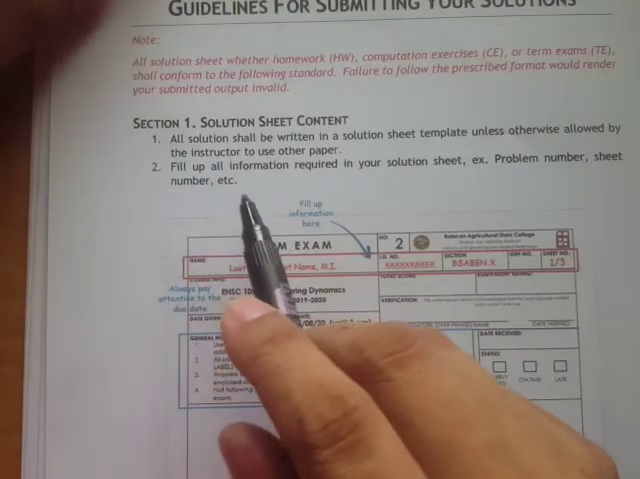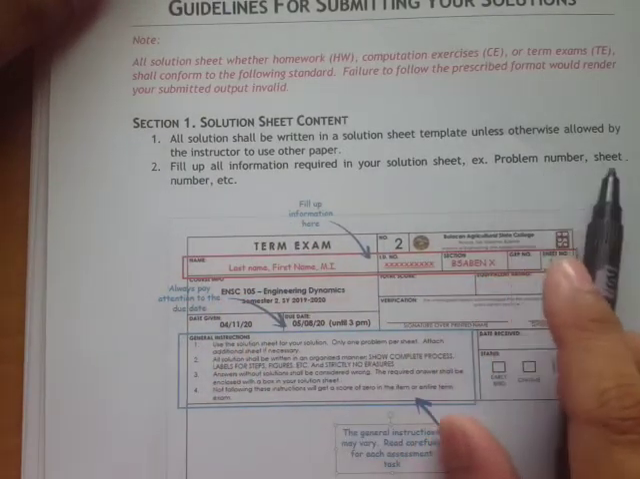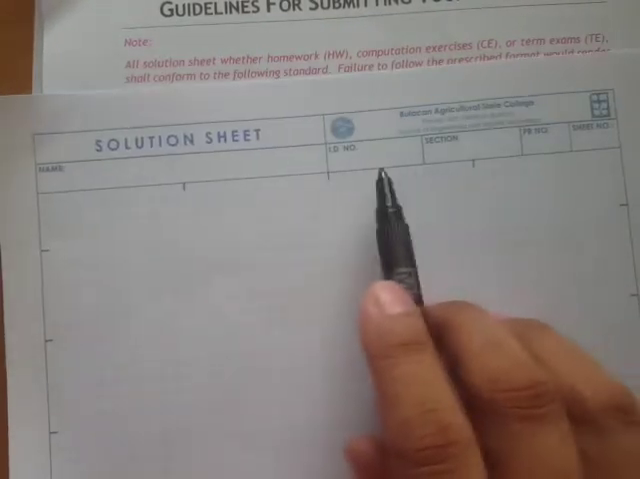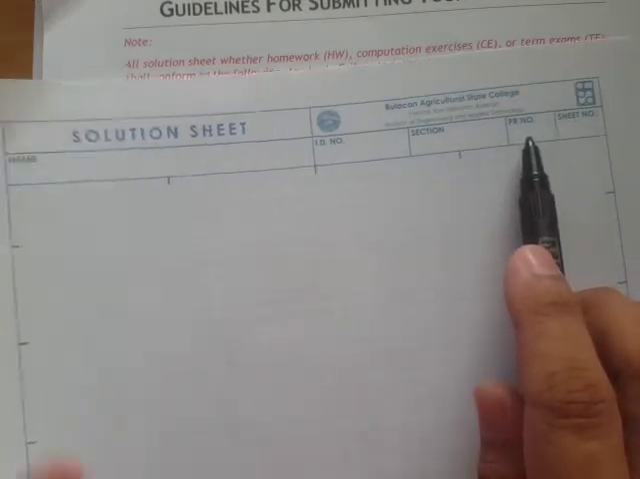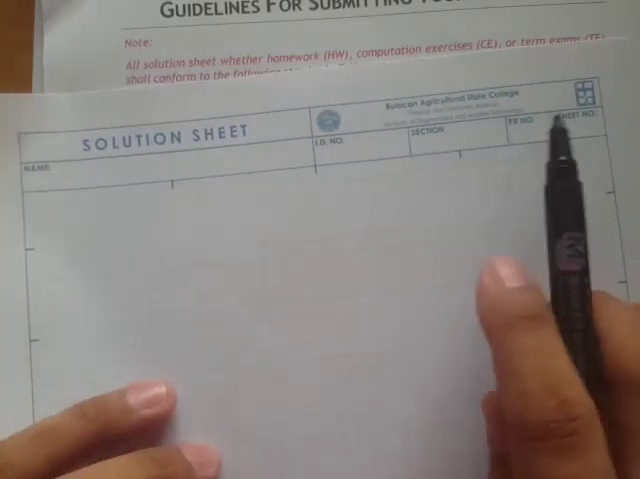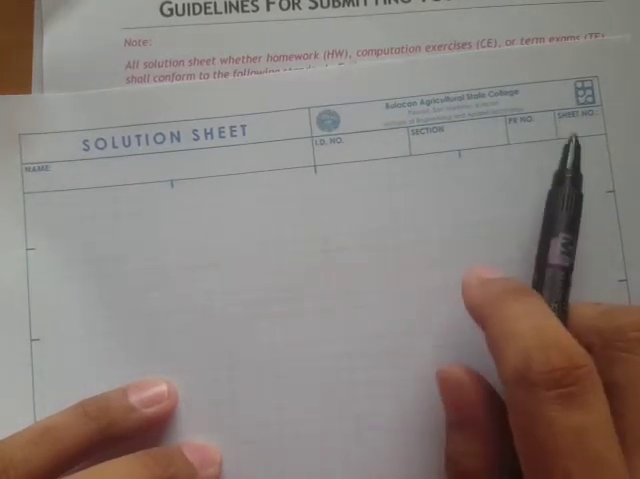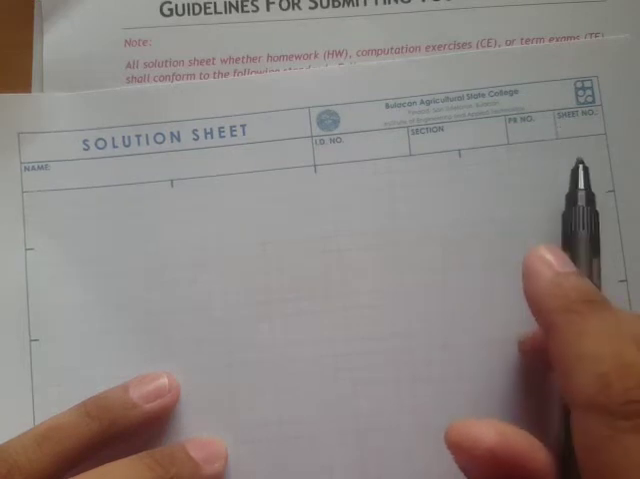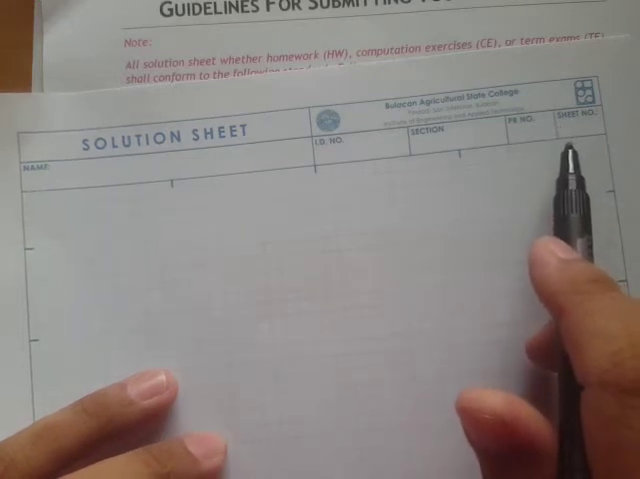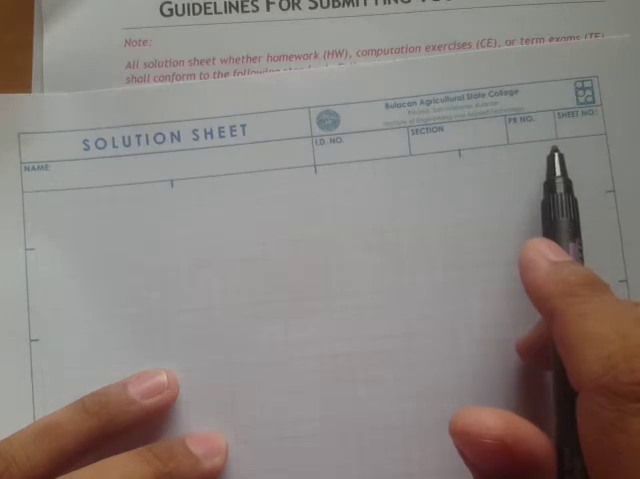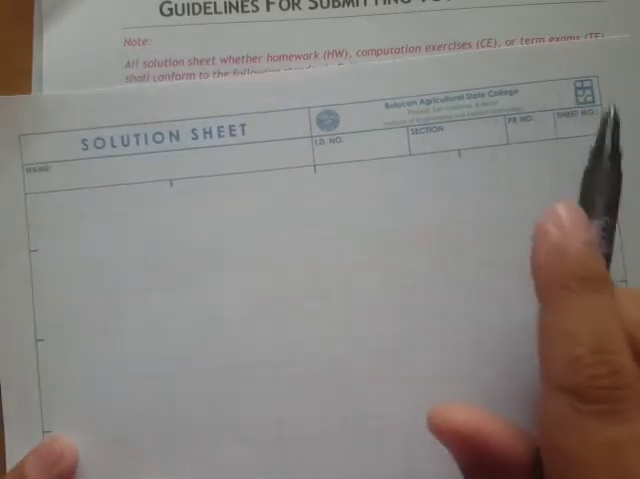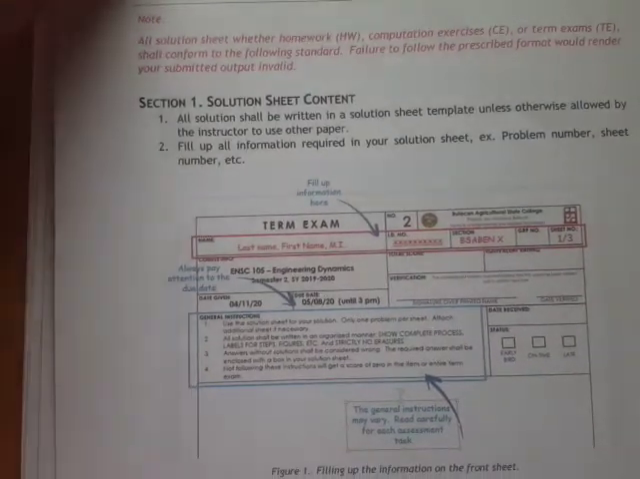Now let's go to number 2. It says fill up all information required in your solution sheet, for example problem number and sheet number. For example, the name, you write it here, and then the ID number, the section, and then the problem number. What problem are you solving in this sheet? And if it will take you like 3 sheets per one item, then you should write here 1 of 3, or 2 of 3, or 3 of 3.